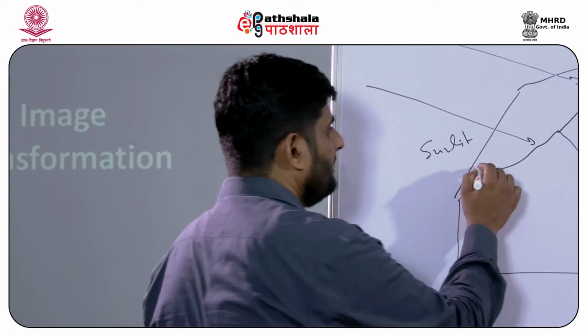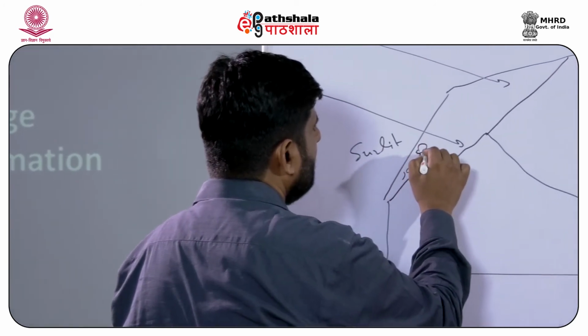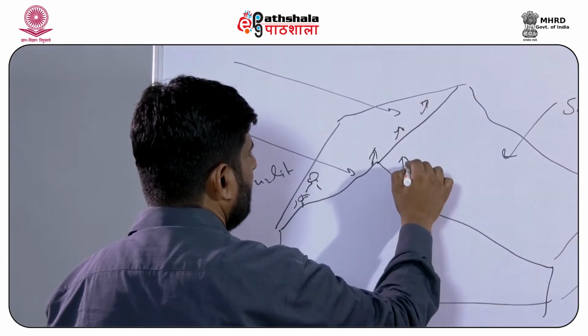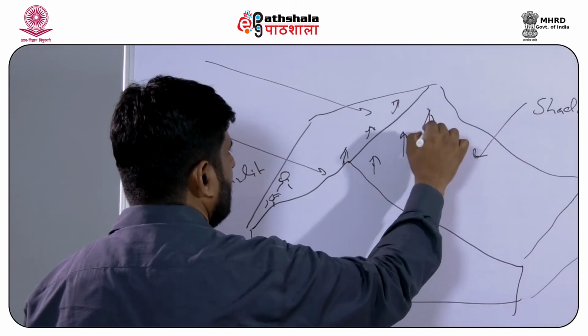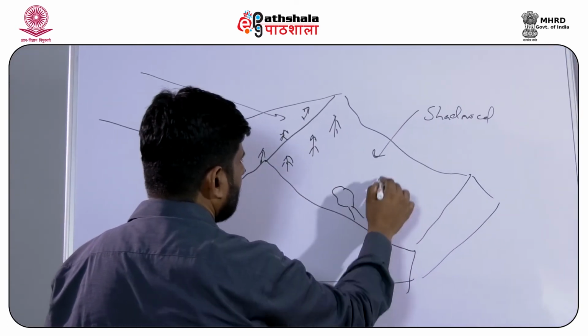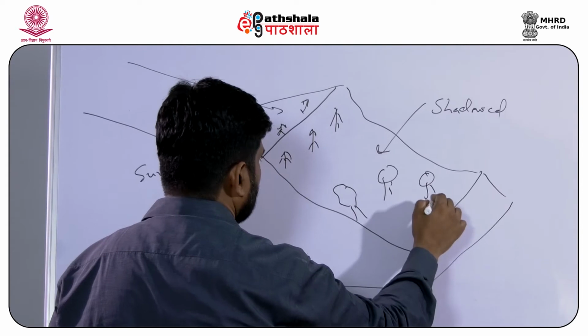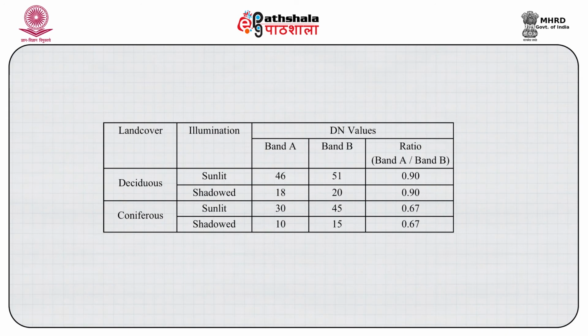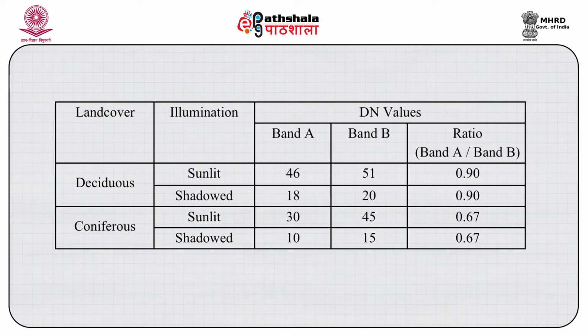Now, suppose here we have deciduous trees and some coniferous trees over here. Similarly, here we also have land features with coniferous trees over here and then deciduous trees. This difference in the illumination in remote sensing data we can observe here in this table, where we have two different land cover features, that is deciduous as well as coniferous, and two different kinds of illumination, one is sunlit and the other is shadowed.